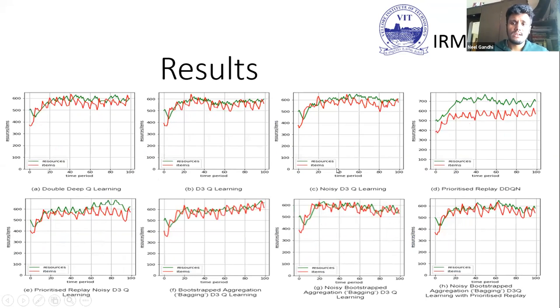Now coming to the resource utilization. We have observed that noisy layers prove to be effective in cases of resource allocation, but prioritized replay didn't prove to be effective in cases of uncertain environment, where the resources and the items were not allocated in an optimal manner and there were a large number of non-performing resources.